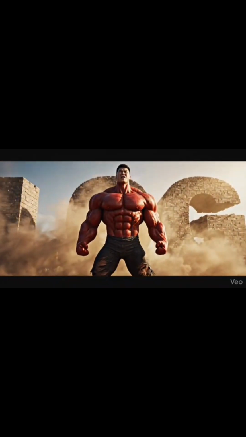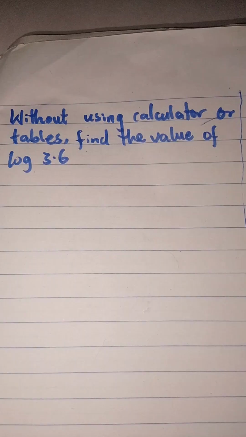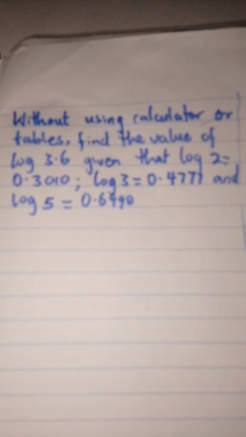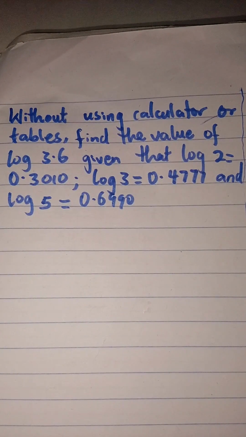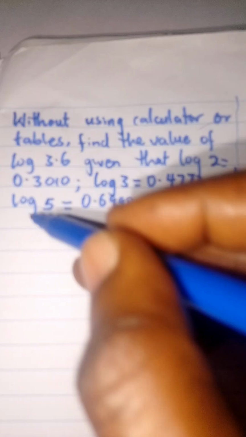Questions on logarithms. Without using a calculator or tables, find the value of log 3.6, given that log 2 equals 0.3010, log 3 equals 0.4771, and log 5 equals 0.6990. First of all, you know that log 3.6 is equal to log 36 over 10, from decimal to fraction.